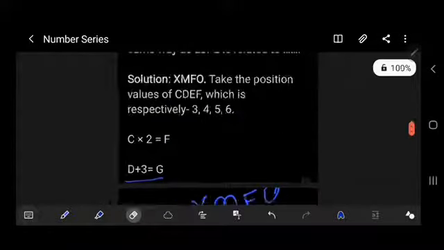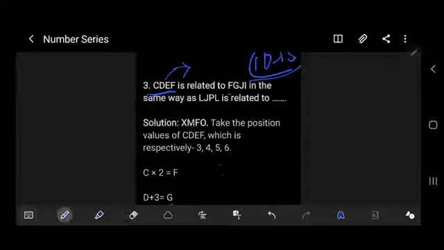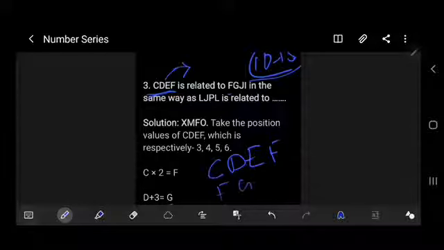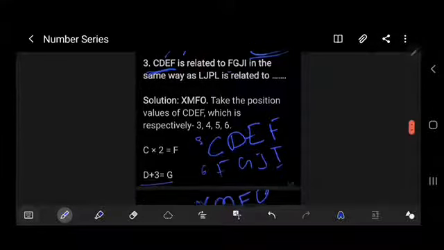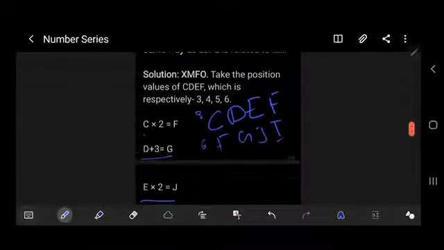XMFO. So I am going to explain the method. Here is C, D, E and F, and here is F, G, J, I. If we consider C, C into 2 is F. C is on the third place and F is on the sixth place.